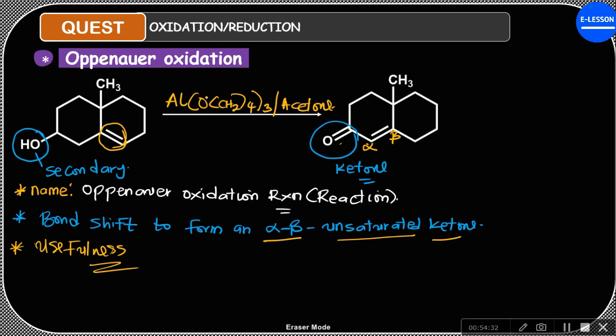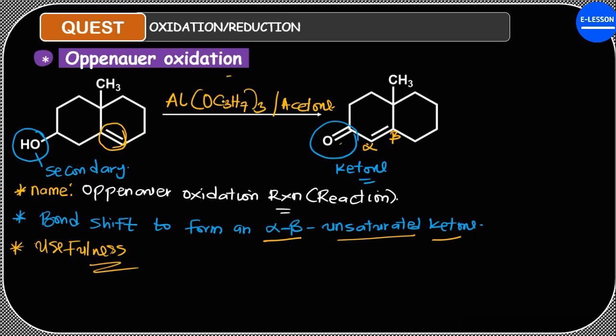Now, like I said, this reagent here is not restricted to only this. You can also have it as Al(OC3H7)3. Let's just make it easier by doing it the way it is. It's better like this.